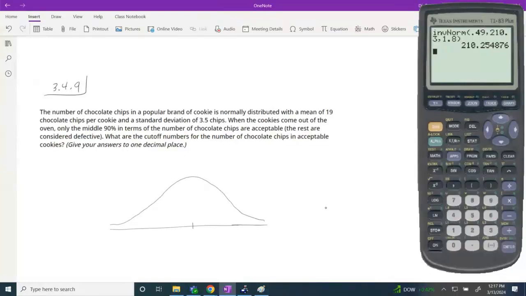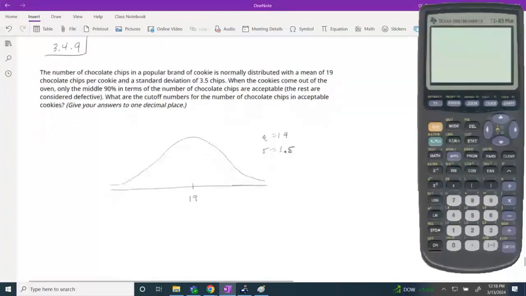The mean is 19. So they only want 19 chocolate chips in each cookie. Right? So that's the mean. The standard deviation is 3.5. So what that means is, if you take 19 plus 3.5 and then 19 minus 3.5, the standard deviation is like the margin of error, basically. It's how far the chocolate chips stray from the mean. Okay. We want the middle 90%.